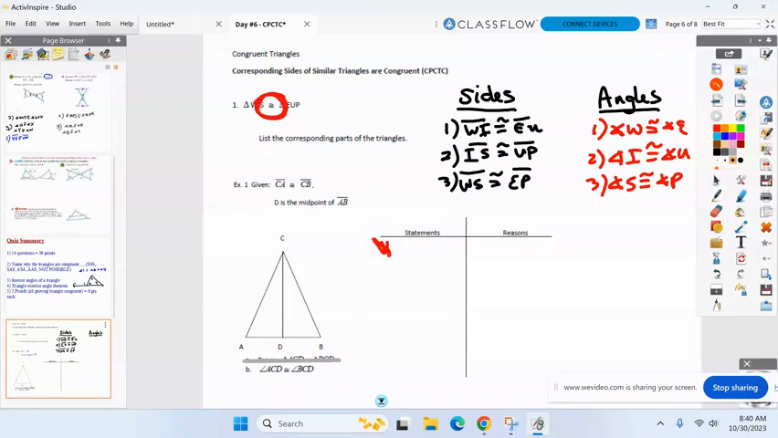The triangles are congruent. Now, okay, I'm getting confused faces here. If the triangles are congruent, so are all the corresponding parts. That's great that you guys know what matches up, but they're not congruent unless the triangles are congruent. We all good there, right? The triangles must be congruent for the parts to be congruent.